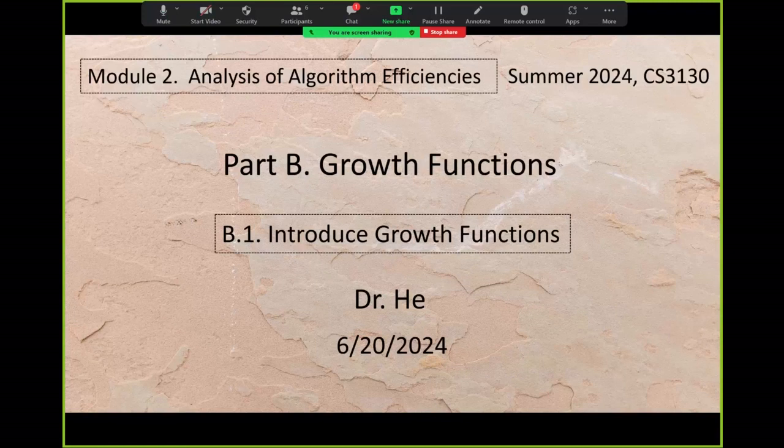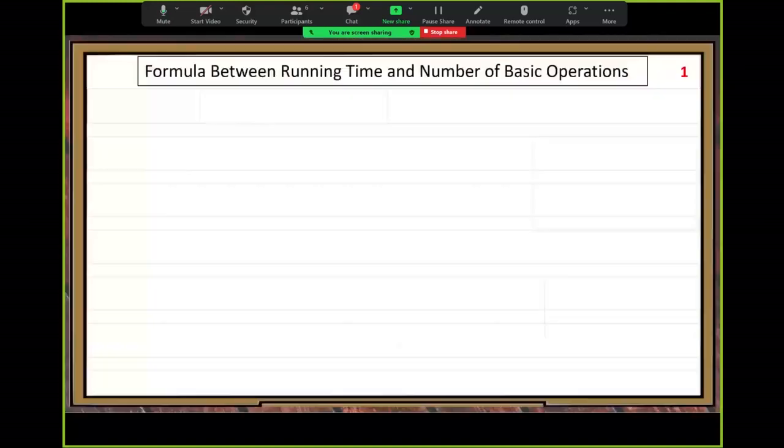All right. Part B, growth functions. B.1, introduce growth functions. This is an important concept. Our goal is to study the analysis of algorithm efficiencies. In order to prepare you to understand some abstract concepts later, let's understand the growth function concept first.